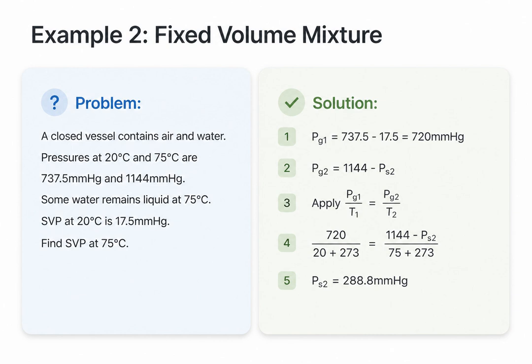Crucially, the problem states some water remains liquid at 75 degrees, meaning the vapor is still saturated. We find the initial dry air pressure by subtracting the 20-degree SVP from the total pressure, giving 720. We set up our gas law equation for the dry air, leaving the final SVP as a variable, PS2, in the numerator. Solving the proportion yields the SVP at 75 degrees, which is 288.8 millimeters of mercury.